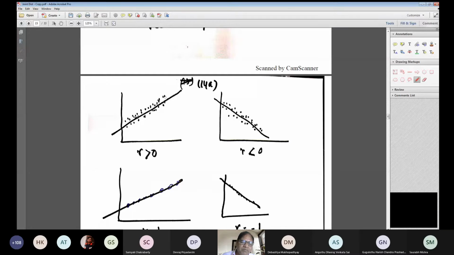What is the purpose of this line? Say suppose your data is up to here and here only, but you want to predict a future value, say corresponding to this, what will be the corresponding y. So with the help of this line, I can do the prediction.